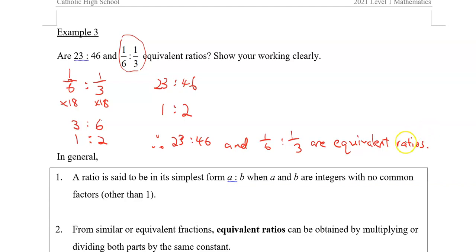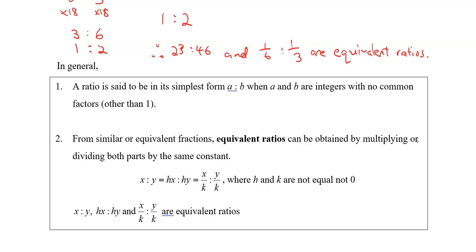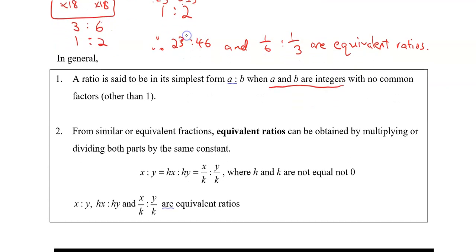So we end with a conclusion. In general, a ratio is said to be in the simplest form when A and B are integers with no common factor other than 1. A and B have to be integers. If you are told to simplify, you have to express it as integers. Equivalent ratios can be obtained by multiplying or dividing both parts by the same constant. In the previous example, we multiplied both parts by 18, and in this one we divided both by 23. That's what this conclusion is stating.